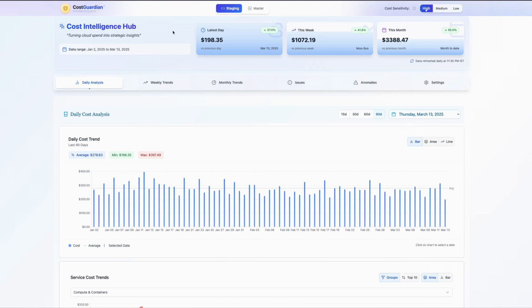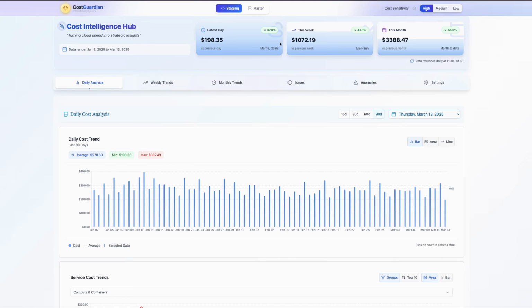Next, you will see a dashboard overview where you will see the latest cost, this week's total cost, and this month's total cost. We have a progress bar that compares this week's total cost with the threshold value that you have set. For example, we have set a threshold value of around $1,500, and this week it has already reached $1,072. So you can see the progress bar has already reached around 70%.